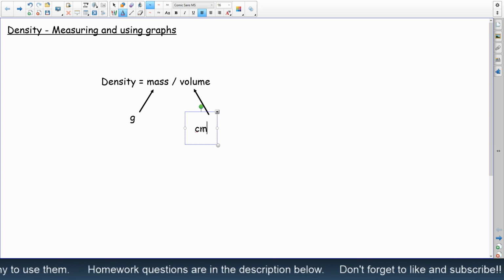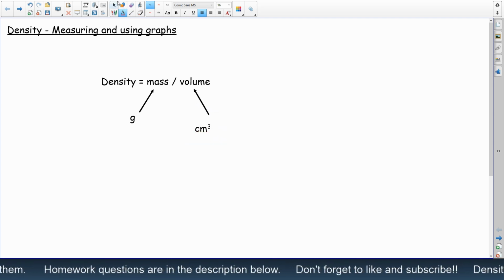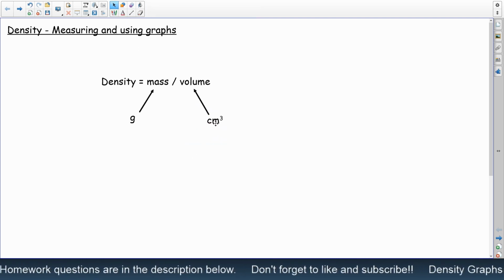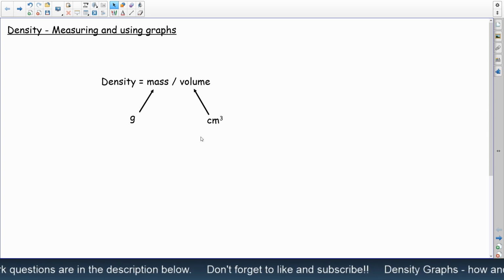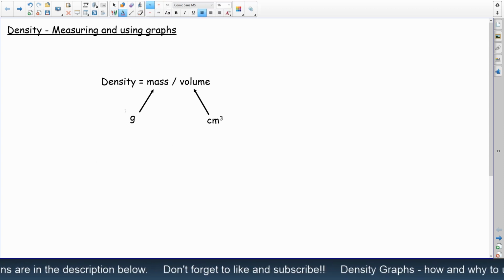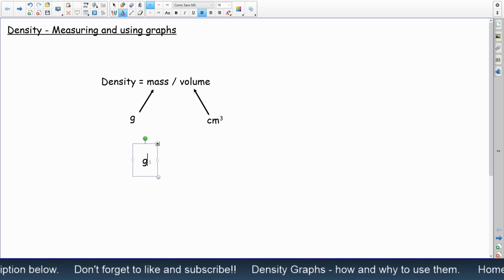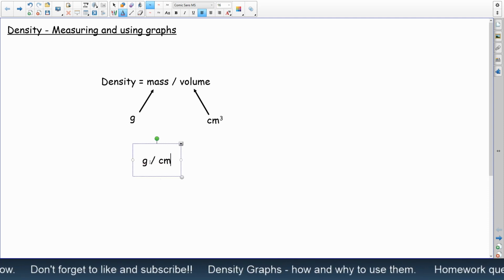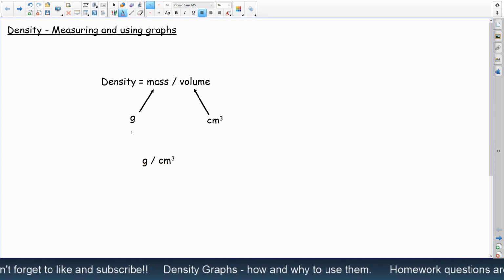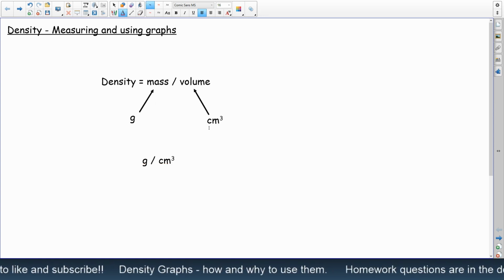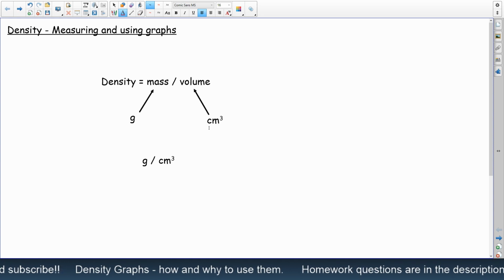And now remember that centimeters cubed and the milliliter are exactly the same measurement, so we can use milliliter measuring cylinders and stuff like that. That means that if we're using mass in grams and volume in centimeters cubed, then we will get our density in grams per centimeter cubed, because it's grams divided by centimeters cubed. And that keeps our sides of the equation.